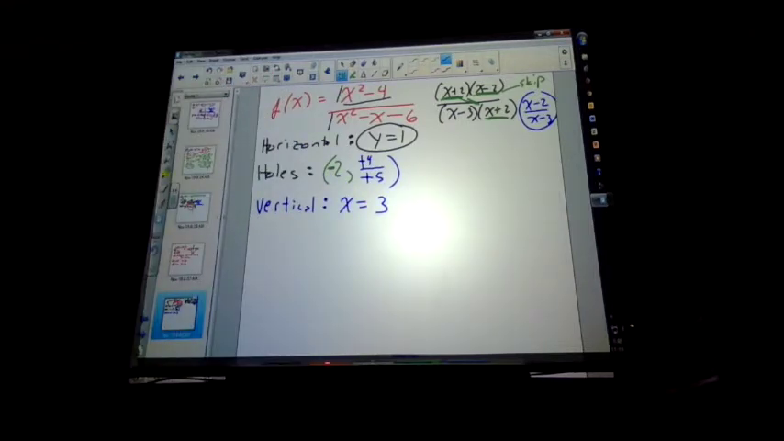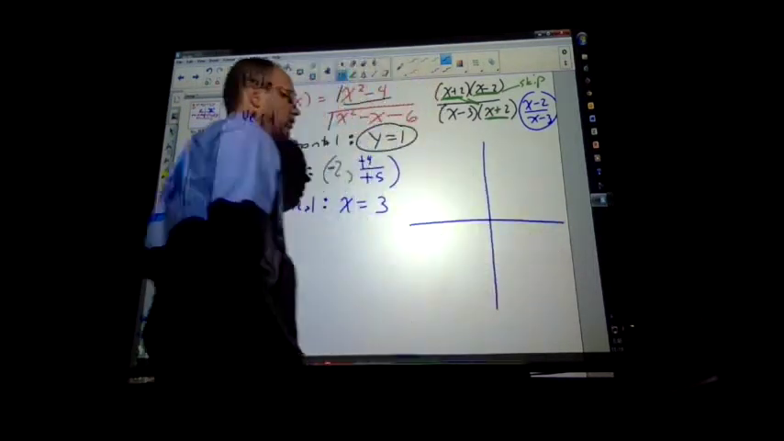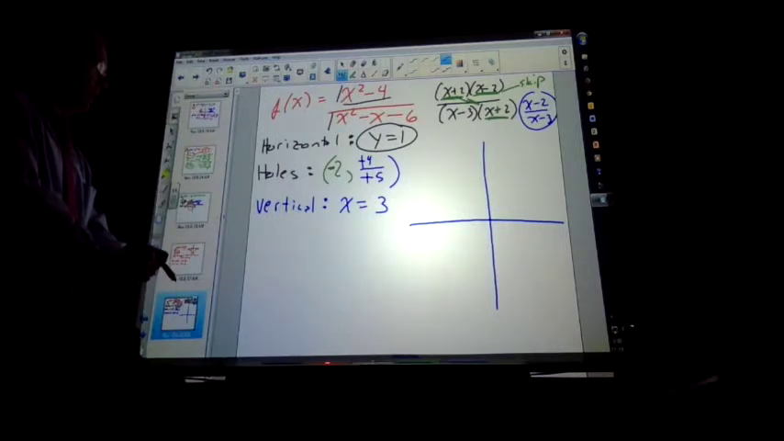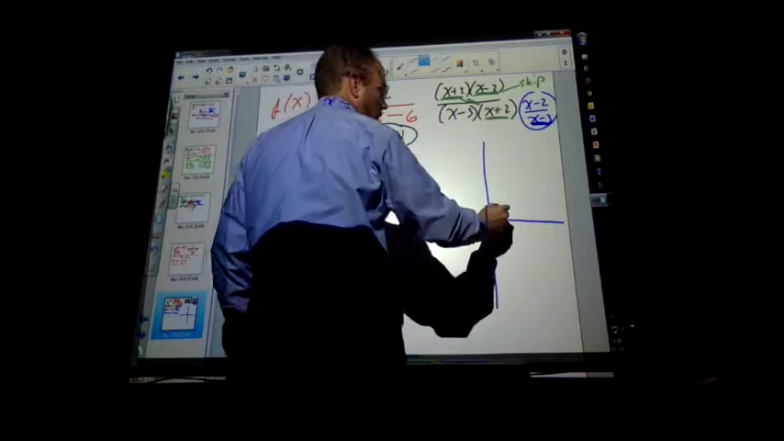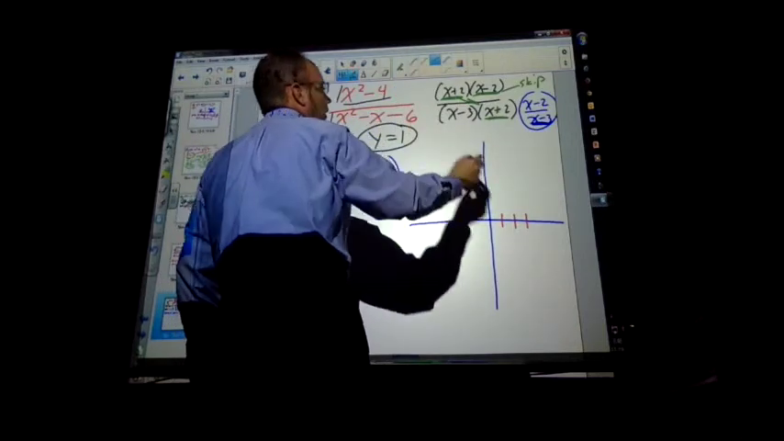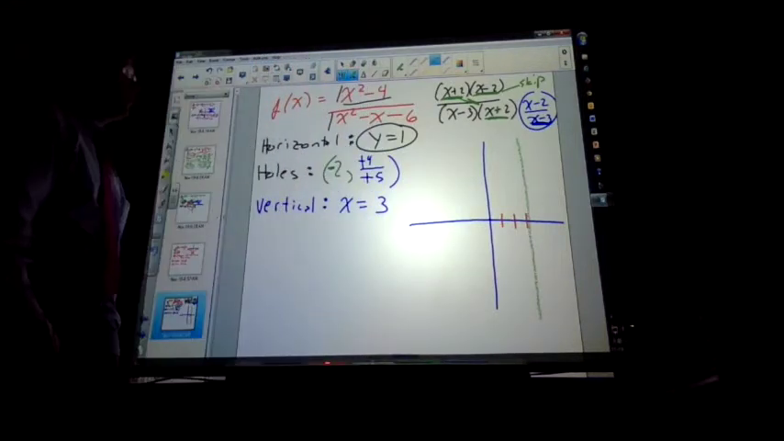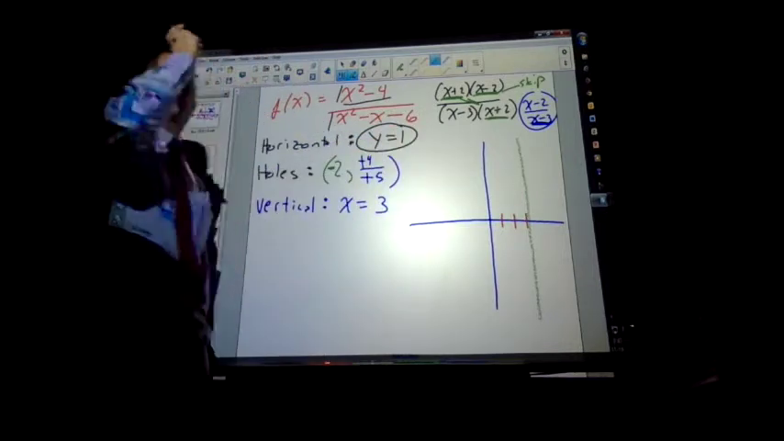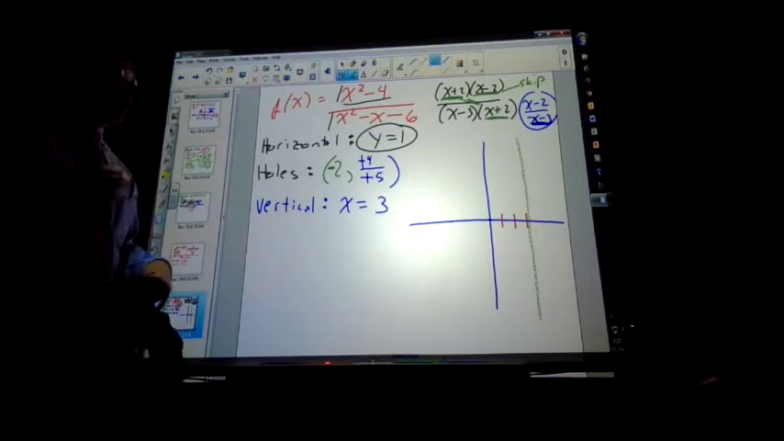Okay? So let's draw our graph, having our asymptotes. I have a vertical asymptote at positive 3. That's a result of the denominator. So I have 1, 2, 3. There's my vertical asymptote. My horizontal asymptote is at y equals 1, because the degree on top is equal to the degree on bottom. The lead coefficient of x squared on both of them is 1, so it's 1 over 1, so y equals 1.